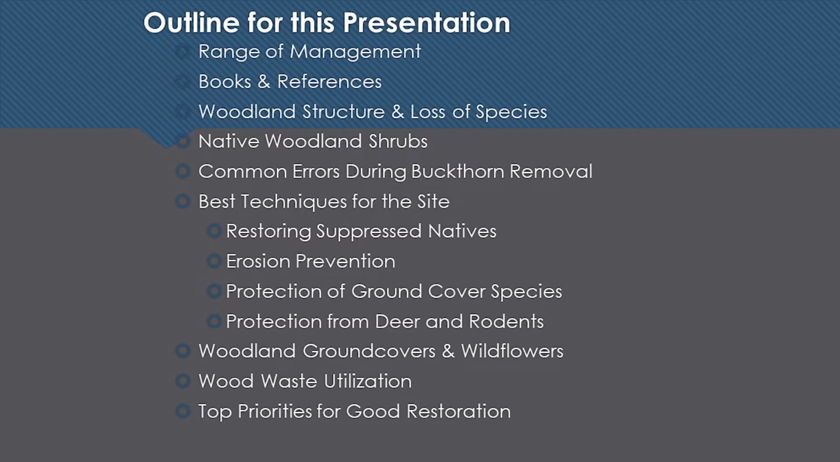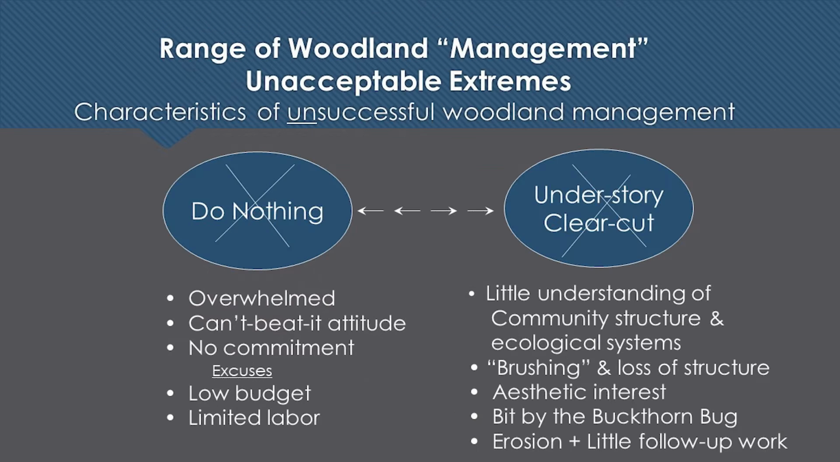Preventing erosion. They're sloped all over Minnetonka. And if we do understory clear cuts, we can set up our sites for erosion and do more harm than good. So we're going to protect ground cover species, protect from deer and rodents, woodland ground covers and wildflowers, and wood waste utilization. Oh my gosh, then I'm going to do a summary that tells you the top priorities because there's an awful lot covered.